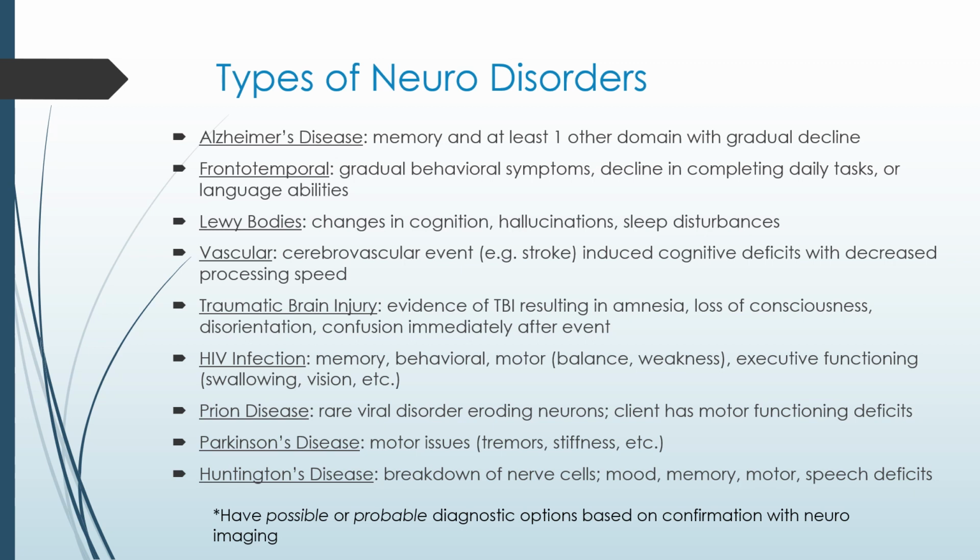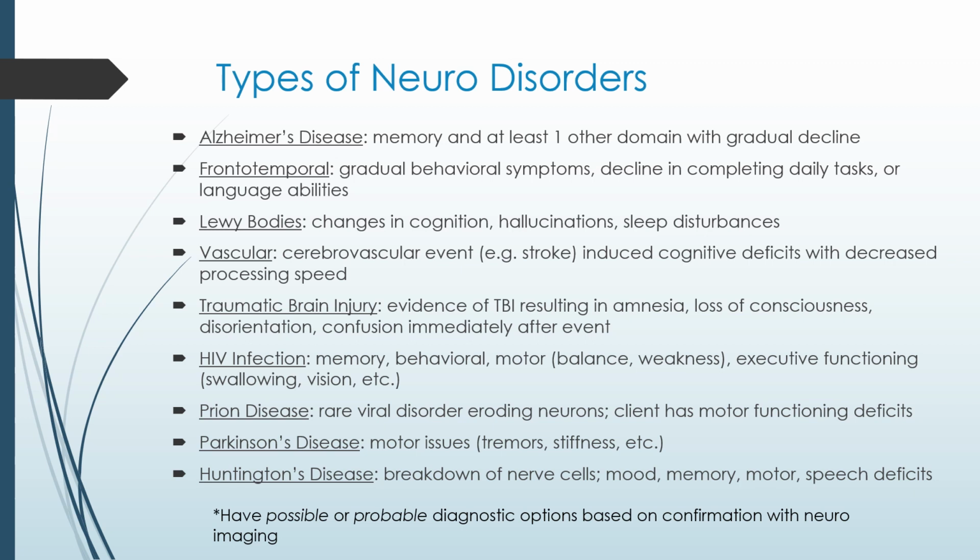Vascular disease, so this is something like a stroke, and their cognitive deficits and decreased ability to process or function as a result of some sort of cardiovascular or cerebral vascular event, right? So you can have a hemorrhagic stroke or a stroke related to a blood clot in the brain, and that impacts the ability to function. Some of that can be temporary and some of that can be permanent.